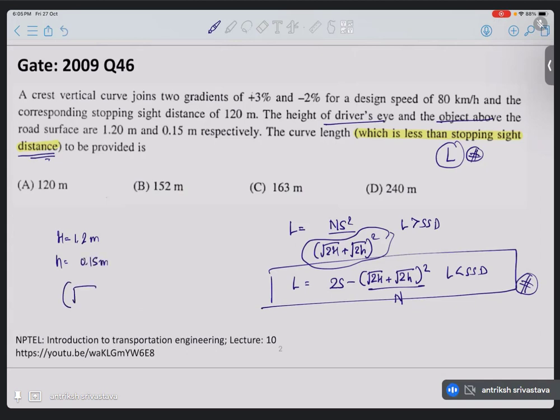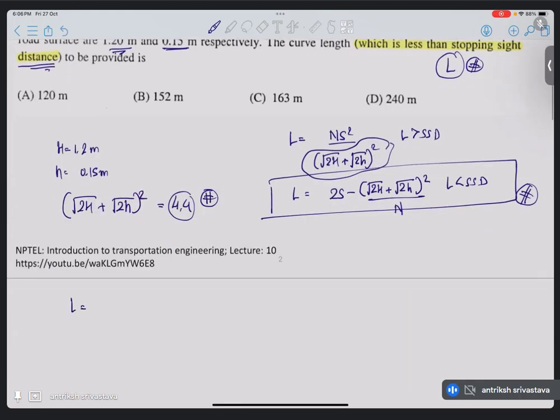So the value of (root under 2H plus root under 2h) square is, let's calculate that. Root under 2 into 1.2, that is 2.4, plus root 2 into 0.15, that is root 0.3, and then the square of that. So it's actually coming around 4.4 only. So this is the standard case. Okay, now let's calculate the value of L.